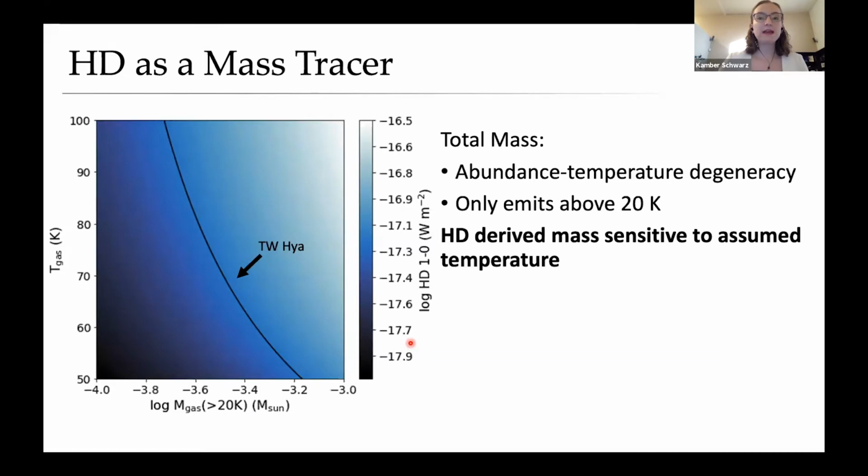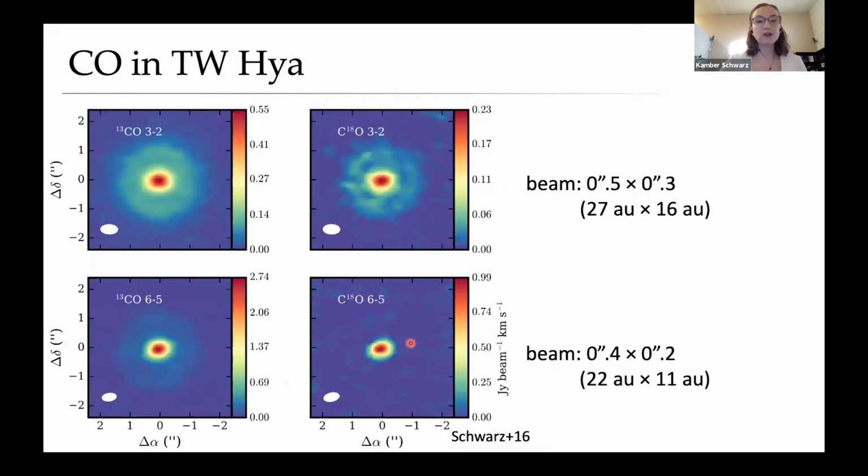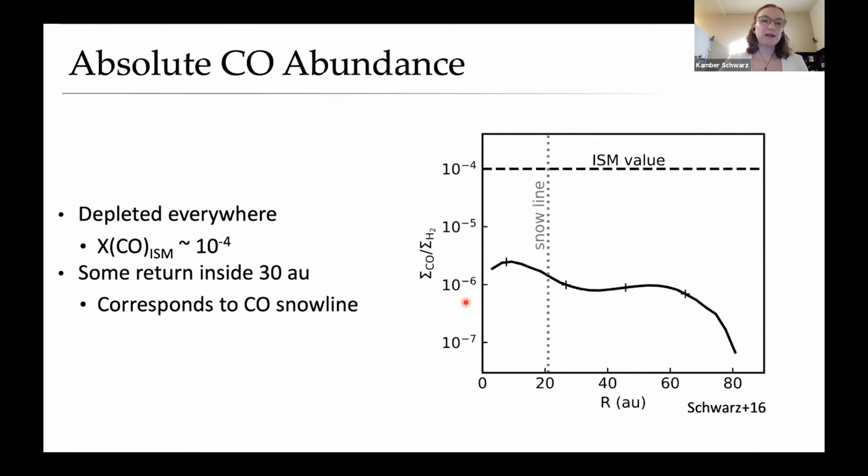With this in mind, I used resolved ALMA observations of CO isotopologs as part of my PhD dissertation to get a better handle on the radial temperature and CO abundance structure in TW Hydra. When we were able to map out the CO abundance relative to H2 using HD as a proxy, we found that everywhere that we detect CO isotopolog emission, CO is depleted with respect to the ISM. We do see some return of CO inside about 30 AU, corresponding roughly to the snow line. Here it's at about 20. I'll discuss that later. But the point is that nowhere do we see the CO abundance returning to ISM values.